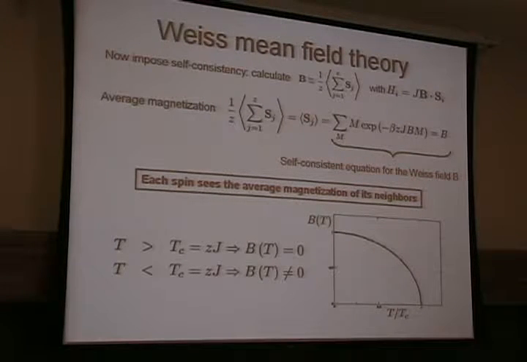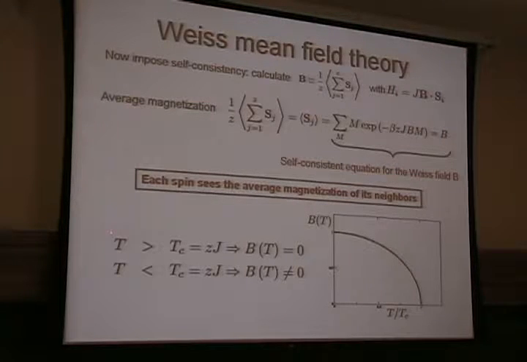Okay, so if you solve that nonlinear complicated equation, actually it's not so complicated, you can find the value of this Weiss field B. The important physical content here is that each spin on your lattice sees the average magnetization of its z neighbors. So if you do calculate the value of B that comes out of this equation here, at zero temperature it's a finite value, and then as you raise the temperature it goes down, and it goes to zero at a certain critical temperature, which in this case is given by z times J.